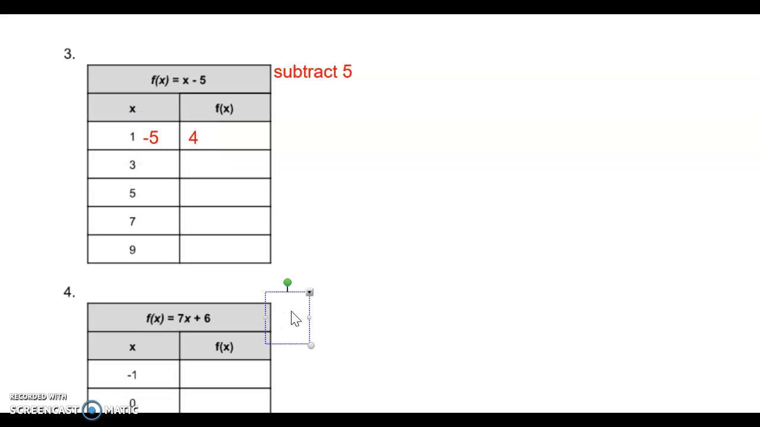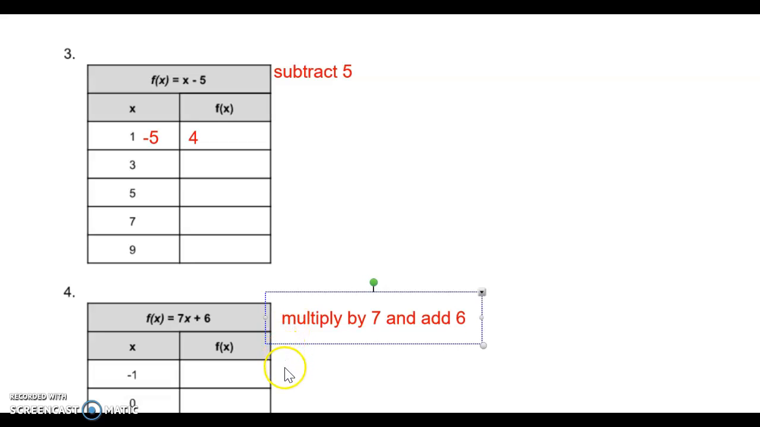And for table 4, you have a double rule. You're going to be multiplying by 7, and you're going to add 6 for each of those. So the first one would be negative 1 times 7, which equals negative 7. And then you're going to add 6. Negative 7 plus 6, that means you spent $7, then you got $6. That would be a negative 1. That's how you fill out function tables.